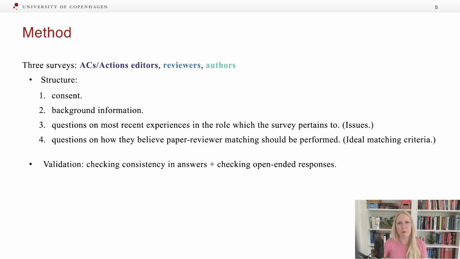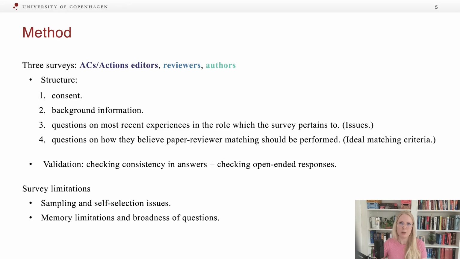We validate the quality of the responses by including some questions where respondents might contradict themselves if not being attentive enough, and by checking coherency in open-ended responses. Anonymous surveys are a great way of learning about people's opinions on sensitive matters, but we do recognize that it has, like any method, some important limitations. Since participation is voluntary, it is reasonable to assume that people who have had issues with the peer review system are more incentivized to respond.